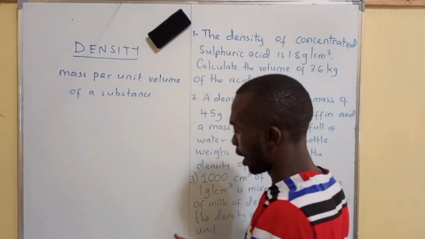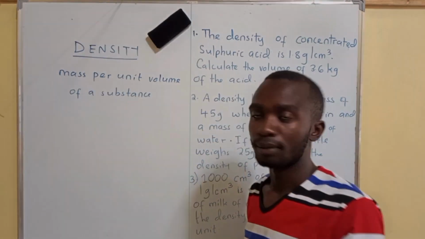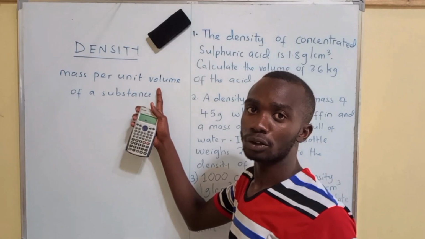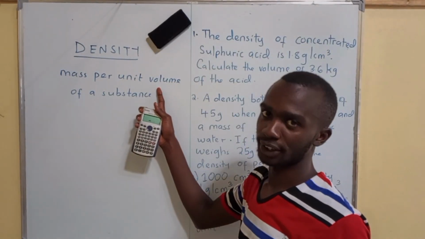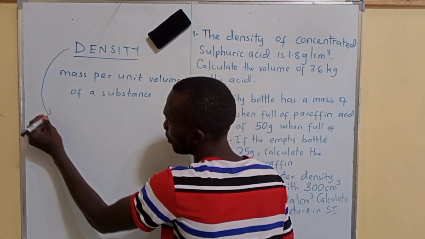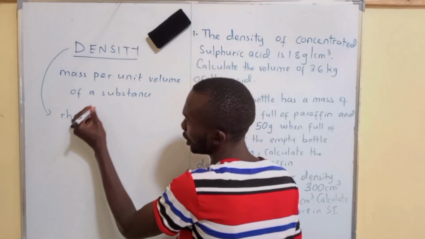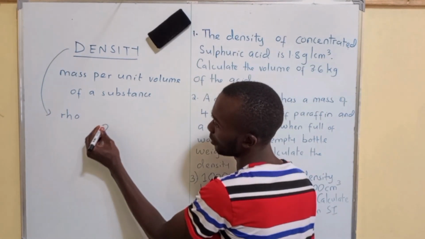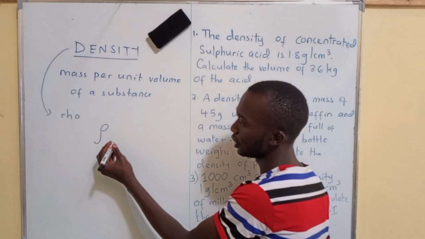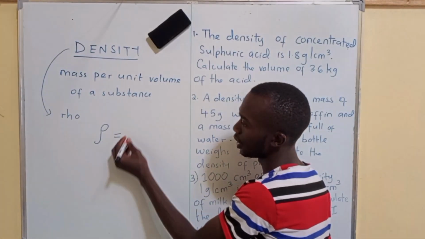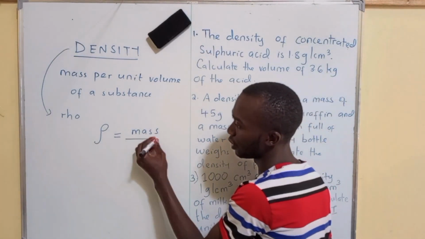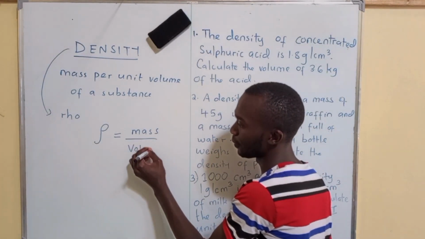Now, mass is the quantity of matter in a substance, and volume is the amount of space occupied by an object. This density is always denoted by the Greek letter rho, which looks like a P. So the density rho is equal to mass per unit volume of a substance, the same as mass over the volume of that given substance.